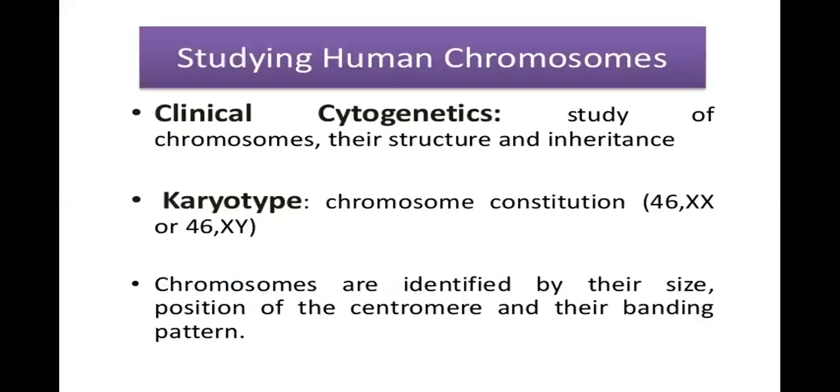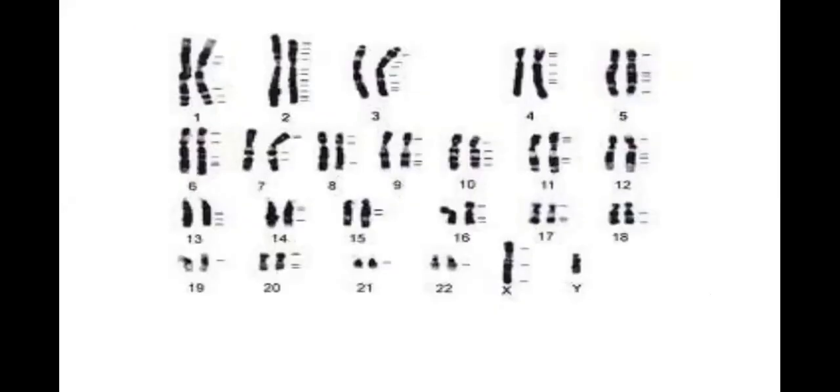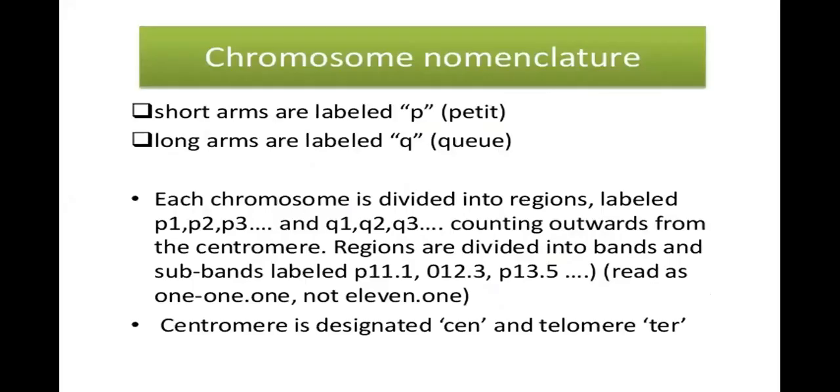Okay. Clinical cytogenetics is the study of chromosomes, their structure, and inheritance. Karyotype means chromosome constitution, 46XX or 46XY. Chromosomes are identified by their size, the position of the centromere, and their banding pattern. So, when we study the human chromosome, we can call it a clinical cytogenetic study. And karyotype is the chromosome constitution. These are the normal chromosomes seen in the case of a male. X and Y are present here.